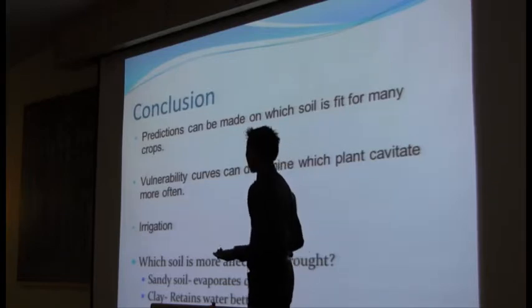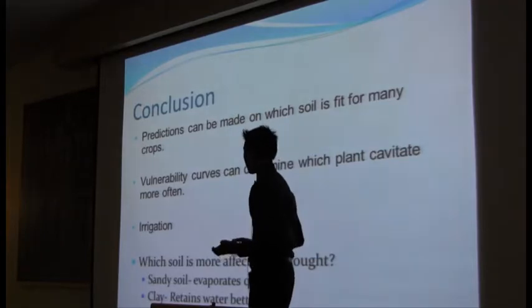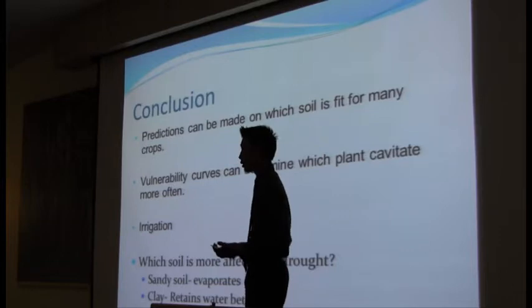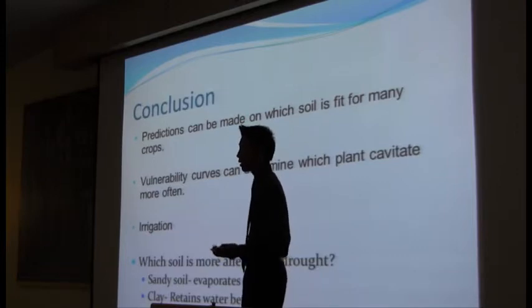Plant stress also helps us tell which soil is more affected in drought. Like sandy soil evaporates much quicker, but as for clay soil, it retains water better, which is good because it keeps water during a drought, but since it retains water better, it forces a plant to use more tension on the xylem.